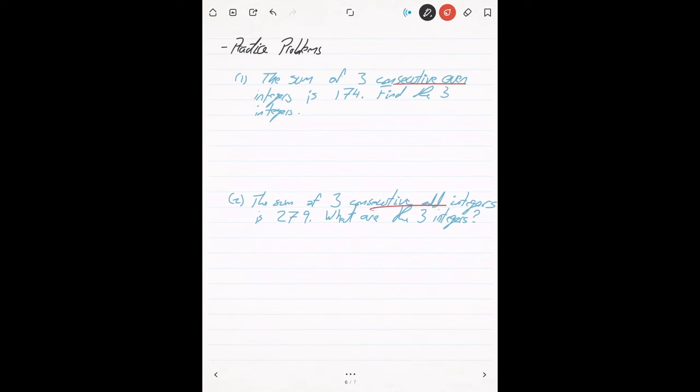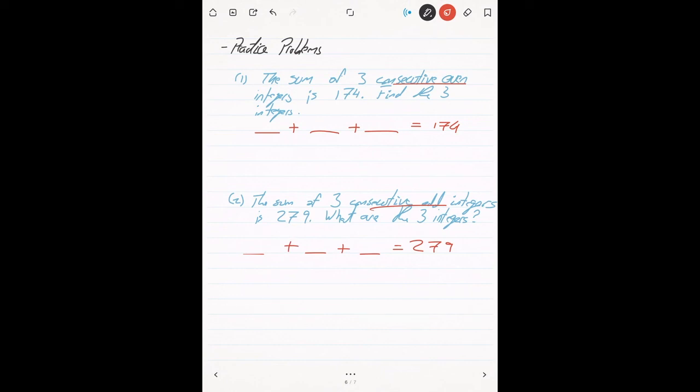These are even numbers next to each other in the number line, like 2, 4, and 6, like 16, 18, and 20. And then consecutive odds, like 1, 3, 5, 41, 43, 45, things like that. What I want you to do is pause the video and see if you can come up with the structure for these 2 problems. You are adding together 3 numbers to get 174, and you're adding 3 numbers to get 279.